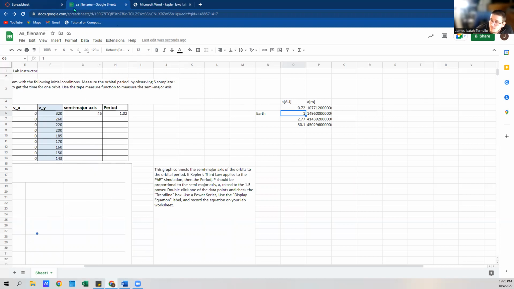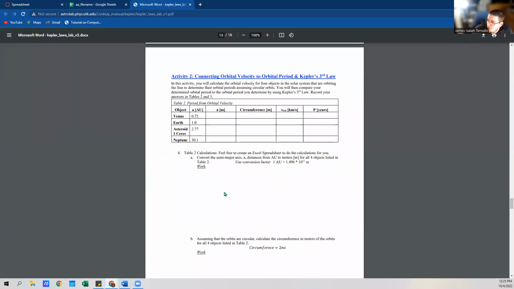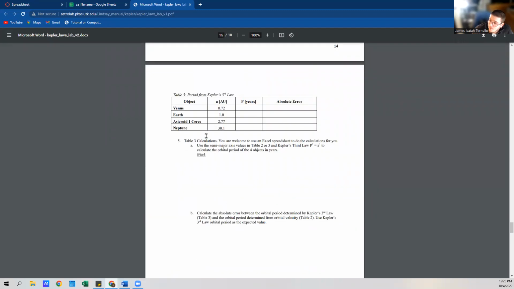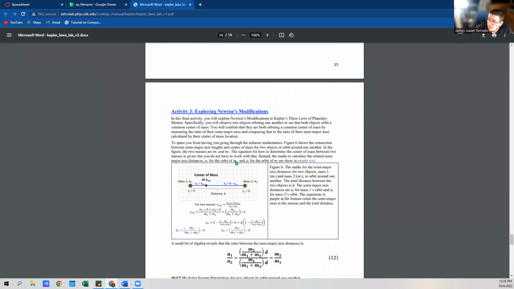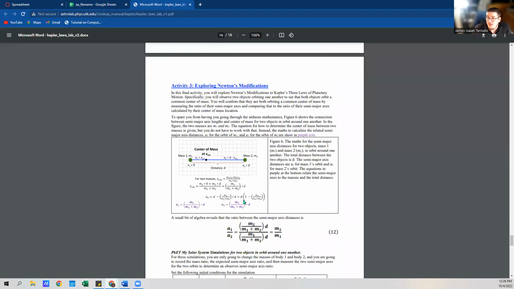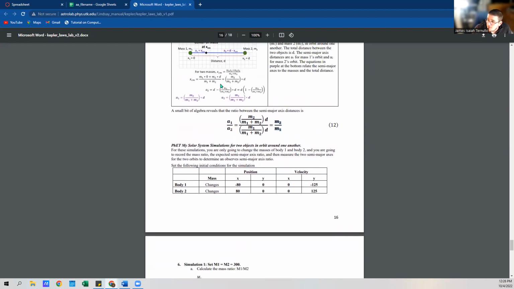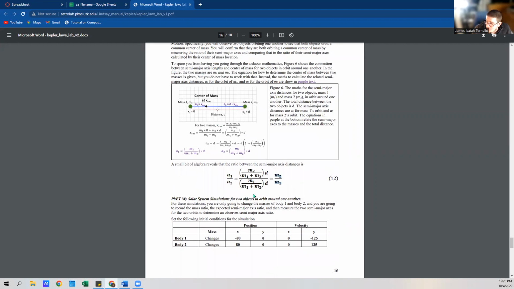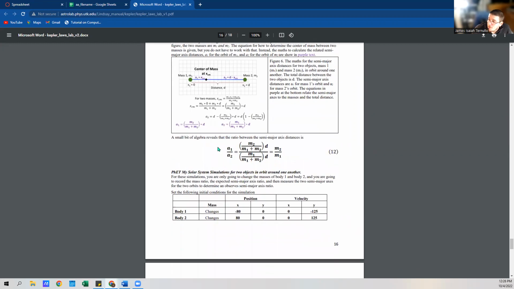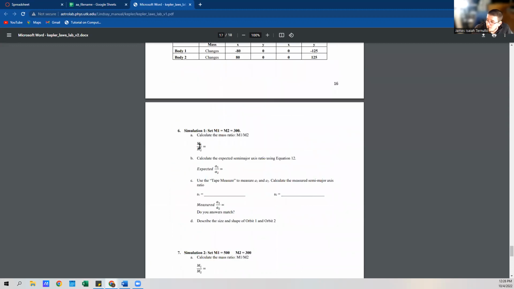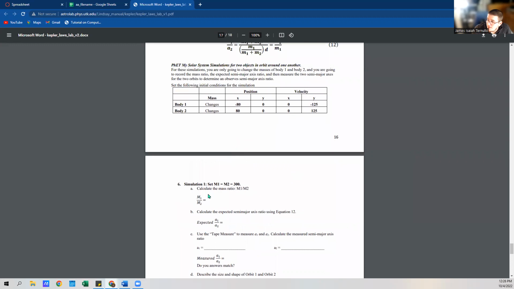All right, so the next thing that we want to do is for activity 3, we're going to focus on some of the modifications that Newton made to these laws that Kepler came up with. And mainly what we're going to be focusing on is this part of the equation and this part of the equation. You can look at this image to understand this middle step. But when we go to the third activity, we're given this m1 over m2, and it wants us to calculate the ratio. And then we calculate a1 over a2, and we compare our answers.